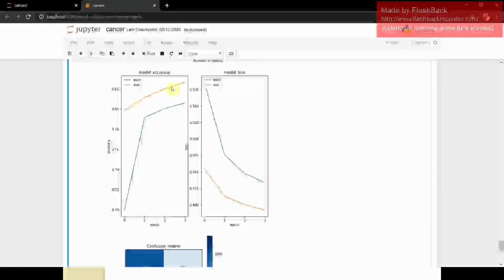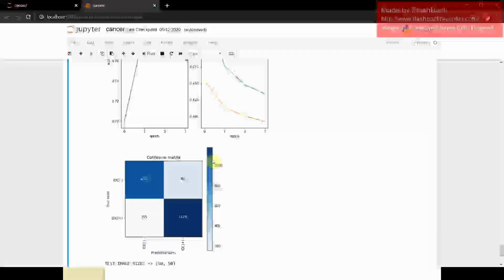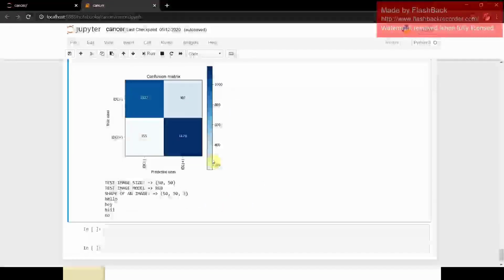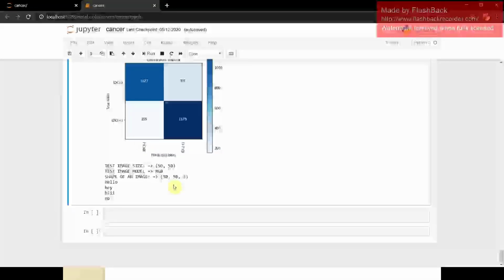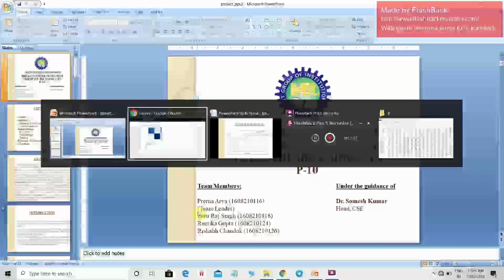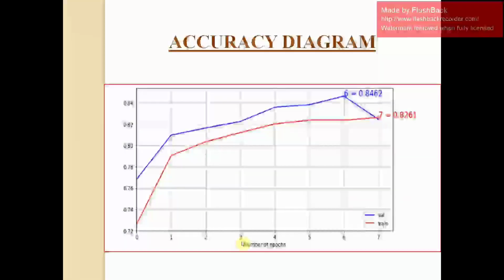The orange line shows the test. Here the model accuracy on test is more than on the trained algorithm. For the loss, the blue line shows the train, where there is more loss in the trained algorithm, but while testing there is less loss. And the final one is the confusion matrix present here. The confusion matrix shows that we declared the IDC negative images as IDC negative, and they were actually IDC negative on testing, so it is 1027, and the same is true for IDC positive. Yes, so here you see the accuracy diagram as I told you.